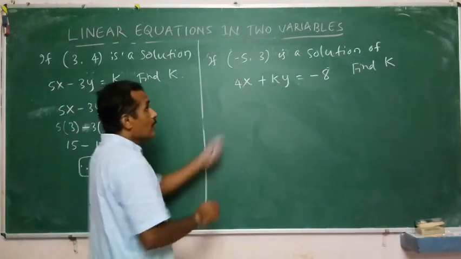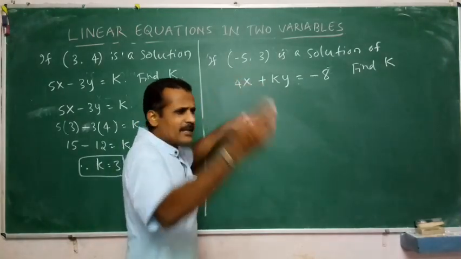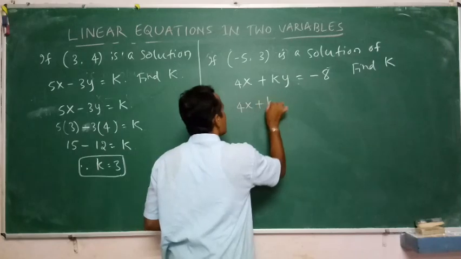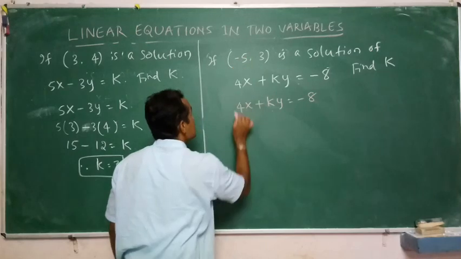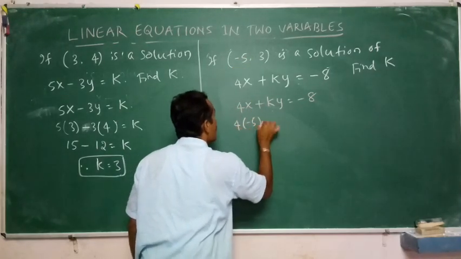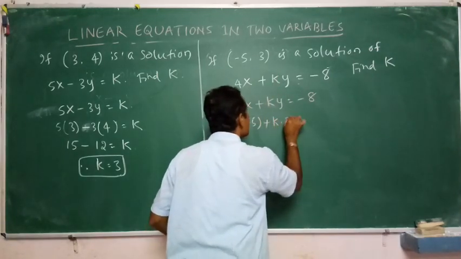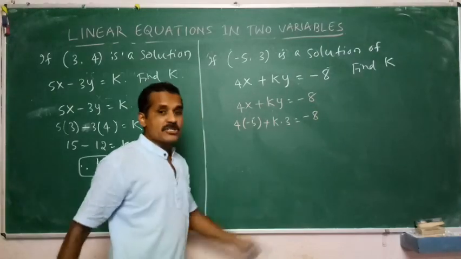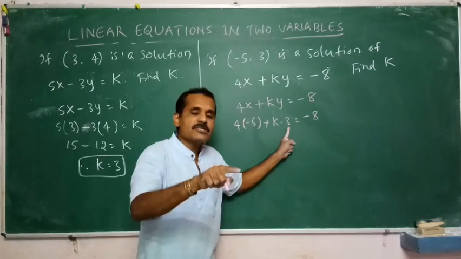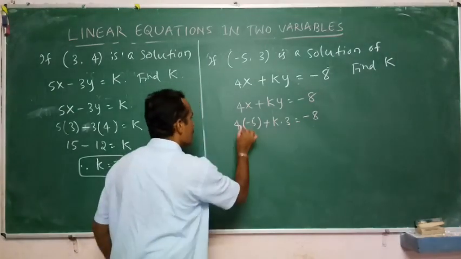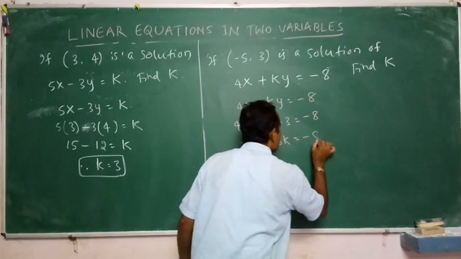What can I do? Now, since it is already known that it is a solution, no need to take only the LHS. The entire equation can be taken. 4x plus ky is equal to minus 8. Okay. X value is minus 5. 4 into minus 5 plus ky. Y value is 3. This k into 3 is equal to minus 8. My dear children, k into 3, always write it as 3k. Number first, followed by the alphabet. Okay. This is minus 20 plus 3k is equal to minus 8.